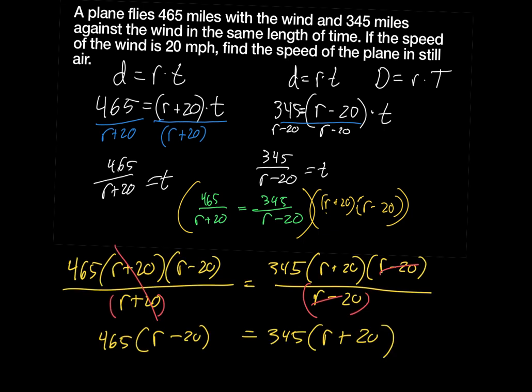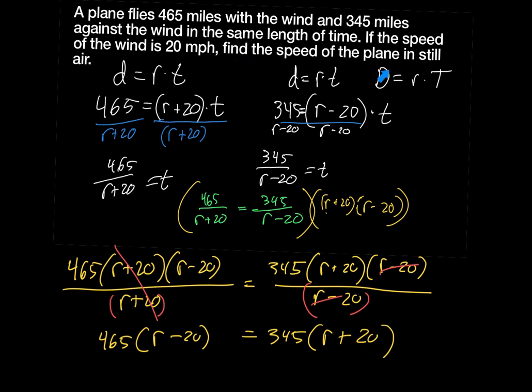At that point, it's not a quadratic. I have r as my only variable. I have a couple parentheses. Your instinct, I would hope, is distributive property. 465 times r, 465 times negative 20, be a large number, equals 345 times r plus 345 times 20. Move your r's to the left, move your numbers to the right, divide and come up with the rate. When you do, though, you have to go back and say, what was I looking for?